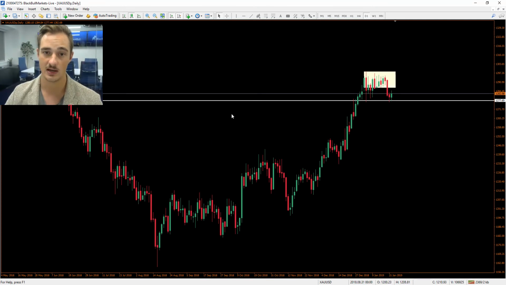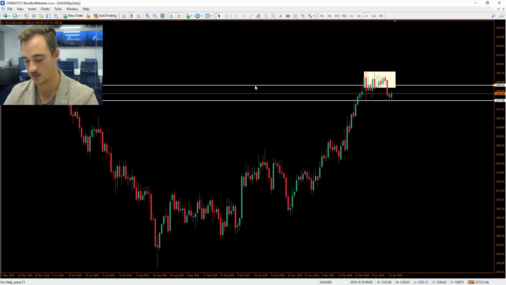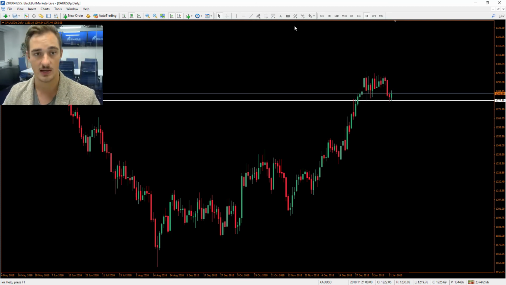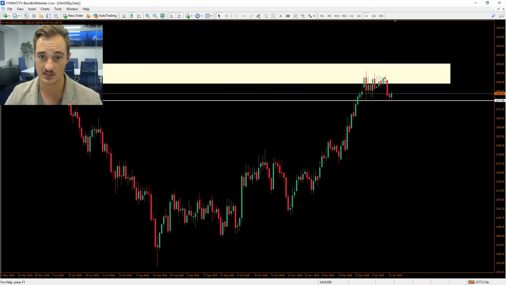So hopefully it continues. We can see a bit of resistance that it has caused here. Actually, let me draw this as a zone, more of a zone here. So you can see we've had consolidation here. You can see it keeps trying to test this zone consistently.